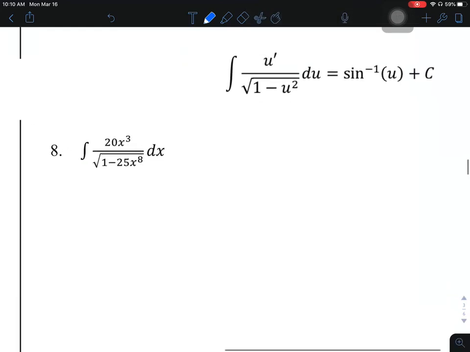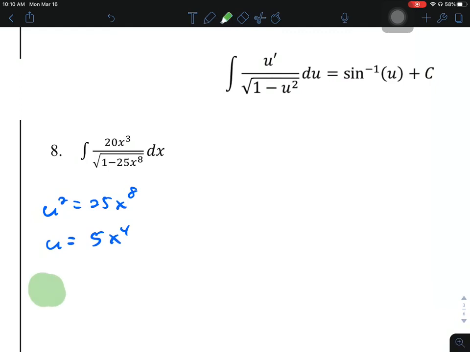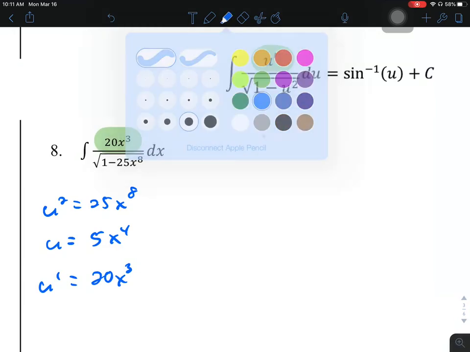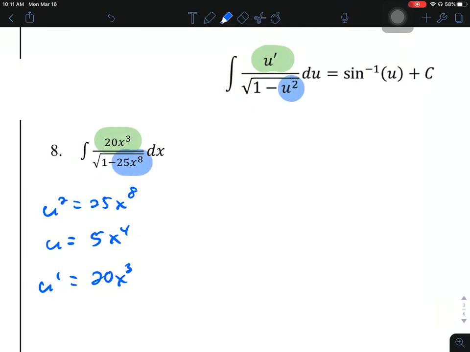So let's see. If we set this equal to u squared, and we square root both sides, we're going to get u is 5x to the 4th. So we're thinking that's what our angle is. That's going to make, excuse me, u prime 20x cubed. And if you look, that works out perfectly. U prime is 20x cubed. U squared is 25x to the 8th. So this is going to be sine inverse of u. We're saying u is 5x to the 4th plus your arbitrary constant.